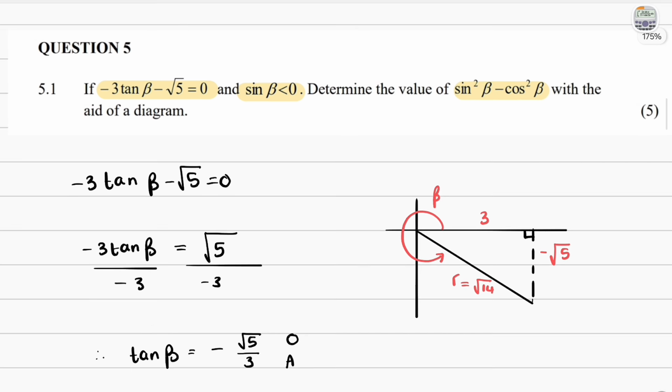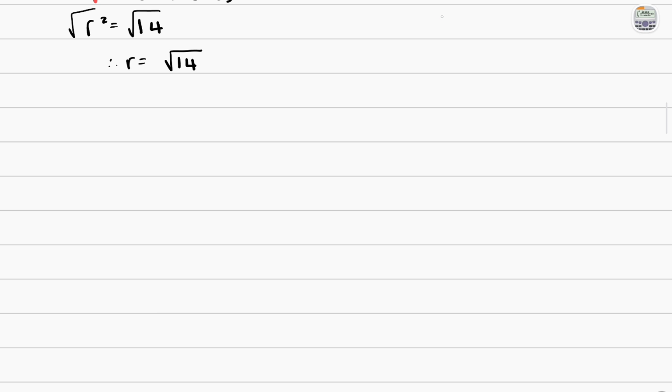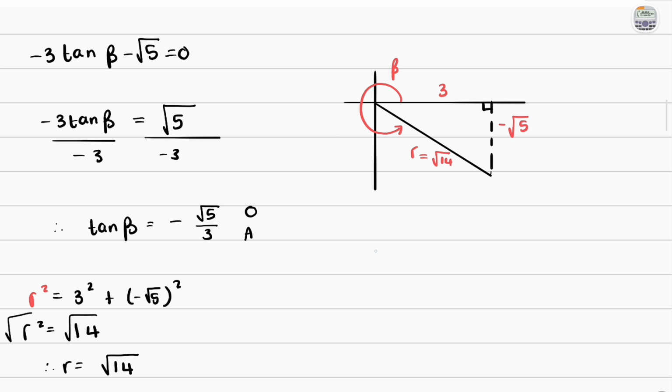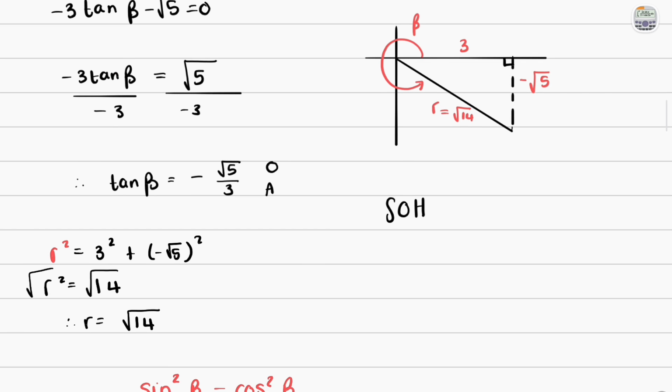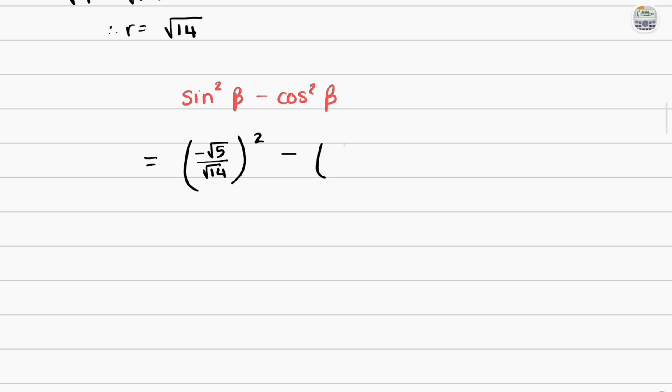And now we can finally find what they were asking us to find, which is sine squared beta minus cos squared beta. So this is equal to sine squared beta. From SOHCAHTOA, sine is opposite over hypotenuse. So that's the opposite over this hypotenuse. So we're going to say that is negative square root 5 over the square root of 14 all squared. And then minus cos squared beta, which is adjacent over hypotenuse. So that is 3 over the square root of 14. So minus 3 over root 14 all squared.